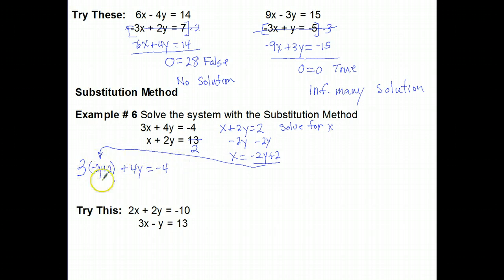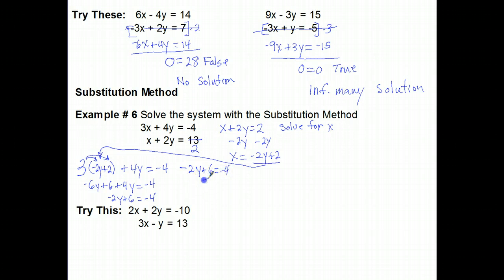And I'm going to solve this equation, and it's going to tell me what y is. To solve it, though, I'll first have to distribute the 3. So let's do that. 3 times negative 2y is negative 6y. 3 times 2 is positive 6. Bring down the plus 4y equals negative 4. Combine like terms on this side. Negative 6y and positive 4y is negative 2y. Plus 6 equals negative 4. Rewriting that up here because I'm running out of room.